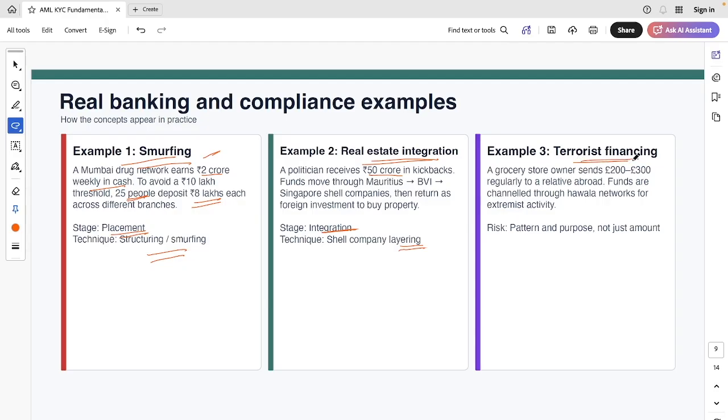The third example is terrorist financing. A grocery store owner sends small regular amounts to a relative abroad. Individually, say he is sending 200 to 300 pounds. This may not look suspicious, but if the funds are channeled through informal networks like Hawala and used for extremist activity, the risk is not just the amount. The risk is the pattern and the purpose. Now, looking at these three examples, we can say AML monitoring is not only about a single transaction. It is behavior over time.